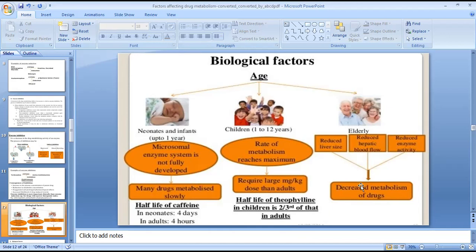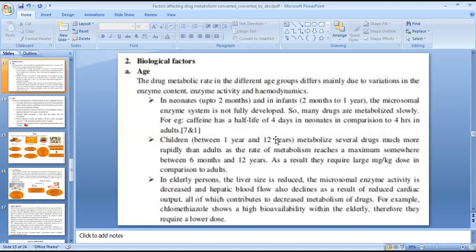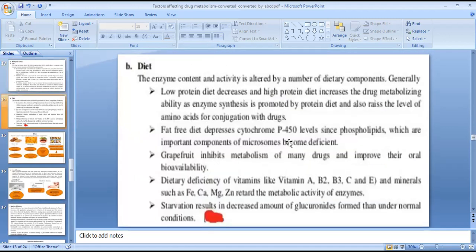And the elderly age group, in this case there are several factors. They have reduced liver size, reduced hepatic blood flow, and reduced enzymatic activity. So these are the factors which will affect drug metabolism, and finally, these are the factors which will decrease the metabolism of the drug molecule. So we have already seen all those factors.